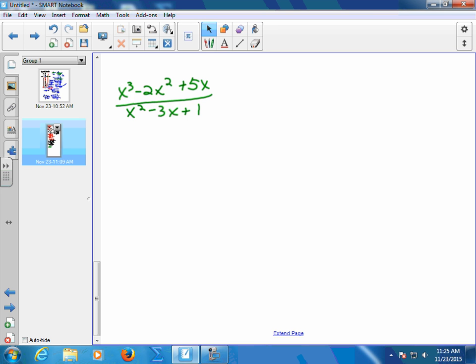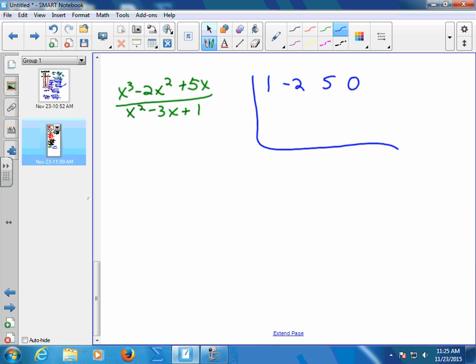First of all, pull out the leading coefficients. 1. So let me check: 3, 2, 1. Whoops, 0. I need a 0 here. Now, our denominator, our leading coefficient is 1. So your leading coefficient always has to be 1. We only take the last 2.